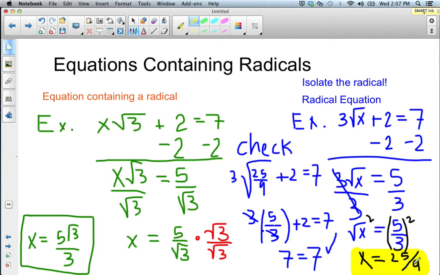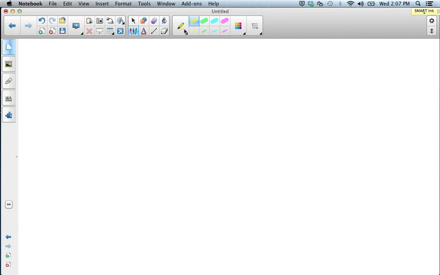There's your answer. Now remember I told you you had 2 options at this step when we had 3 square root x equals 5. I'm going to show you the other option on the next page. So when we get to that part that says 3 square root x equals 5.